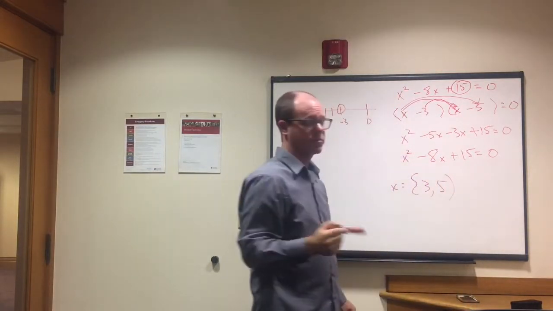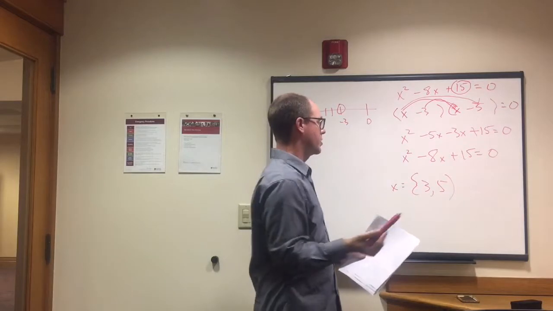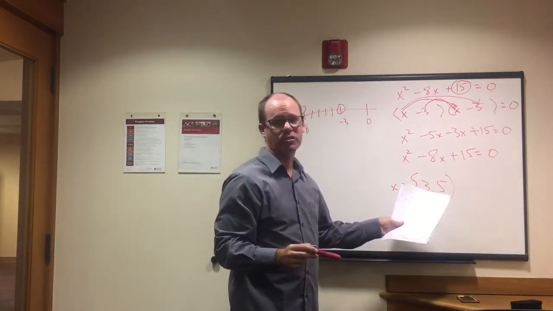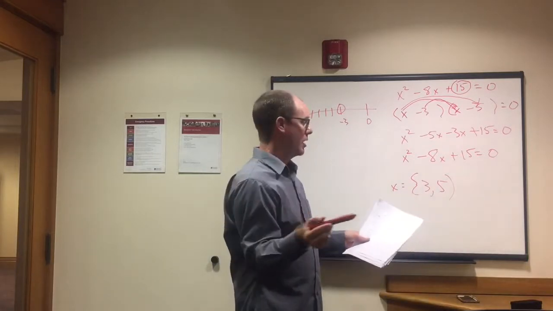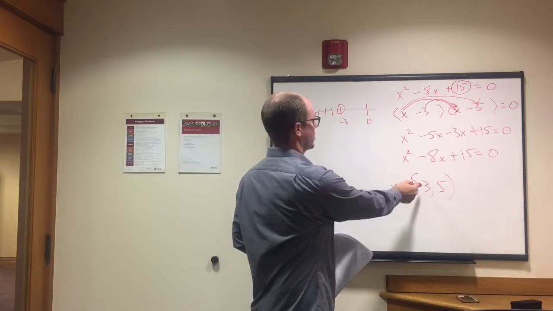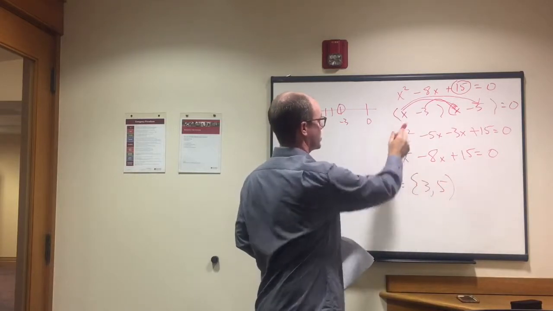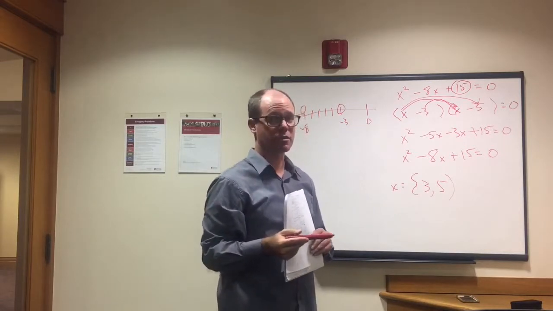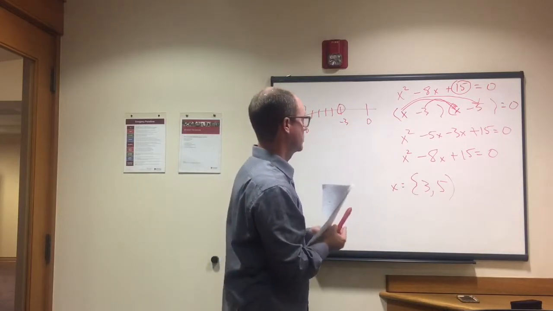Right? So when you're looking at your test, you're going to have 4 answer choices, and all of them are going to be something like this, where you have x equals 3 comma 5, x equals 4 comma 7, or whatever, right? So this is the correct answer choice. If you plug in either of these two numbers into this equation up here, we will be left with 0. Okay, and that's how we do it.